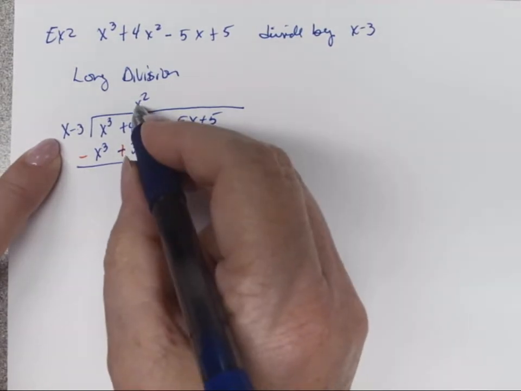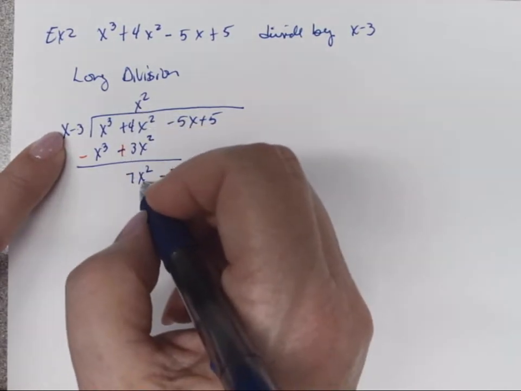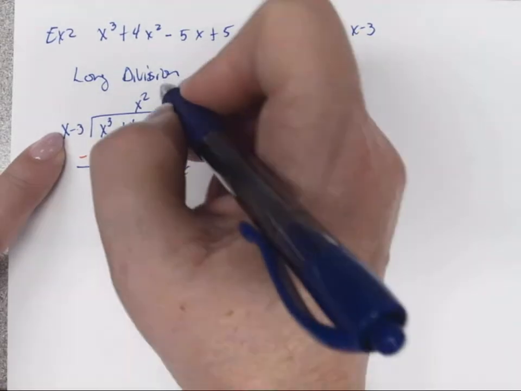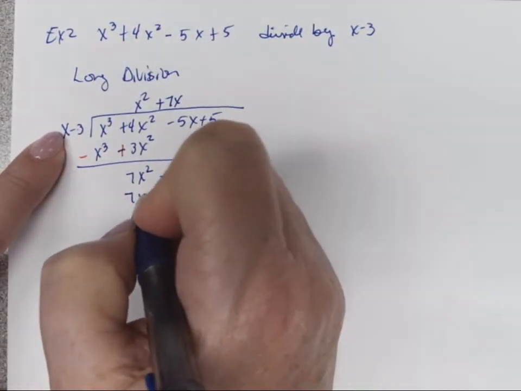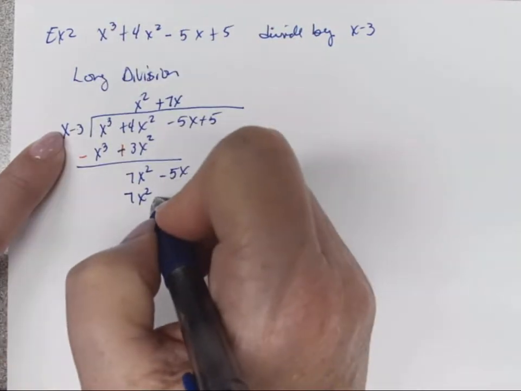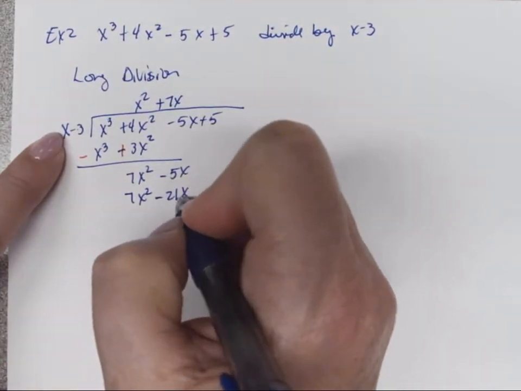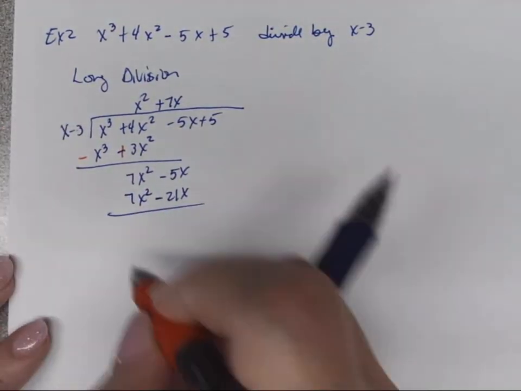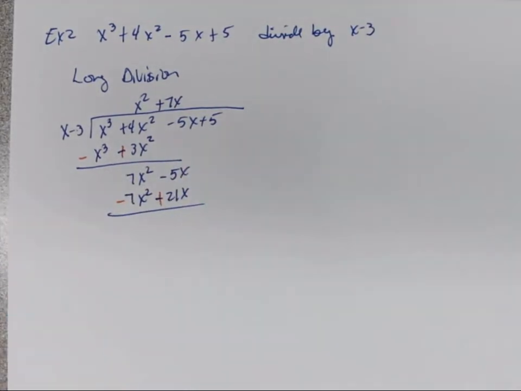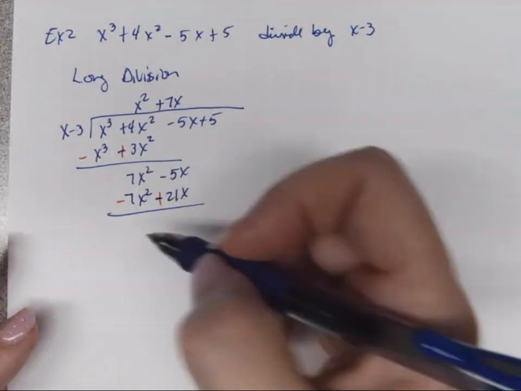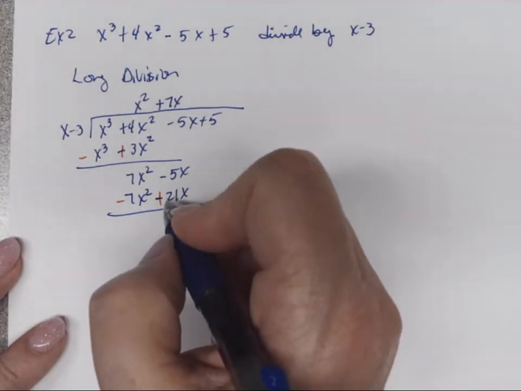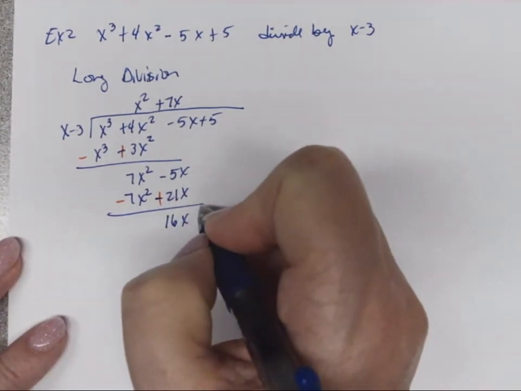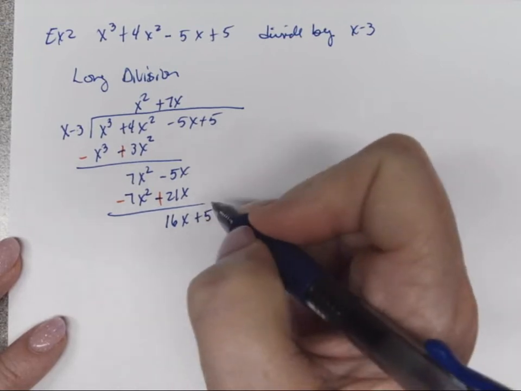Now, what do I have to multiply x by to get 7x squared? Well, that's going to be 7x. So positive 7x times x, 7x squared, 7x times negative 3, negative 21x. Draw the line and change both signs. So my x squareds will cancel. So 21 minus 5 will get me 16x and bring down my positive 5.